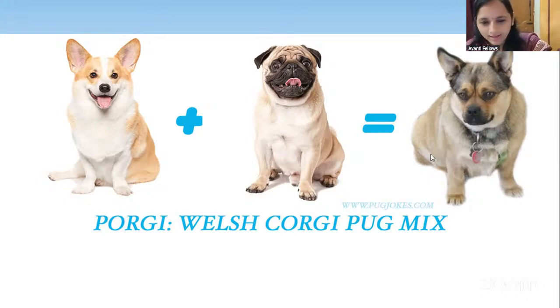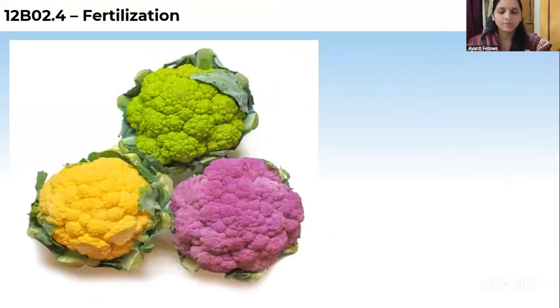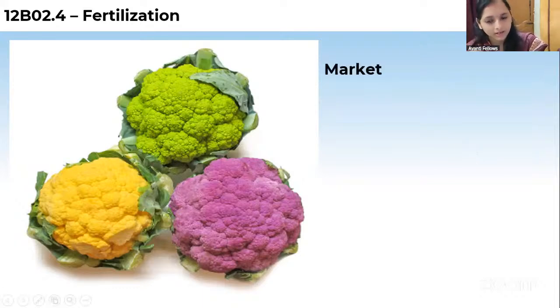Now let us come to the topic, guys. In the plants also we have seen different colors of the vegetables, right? Here you can see different colors of the cabbage: yellow color, green color, and the violet color. These colors are not naturally occurring in nature, but these are actually prepared by humans. They are not colored artificially; these are actually hybridized.